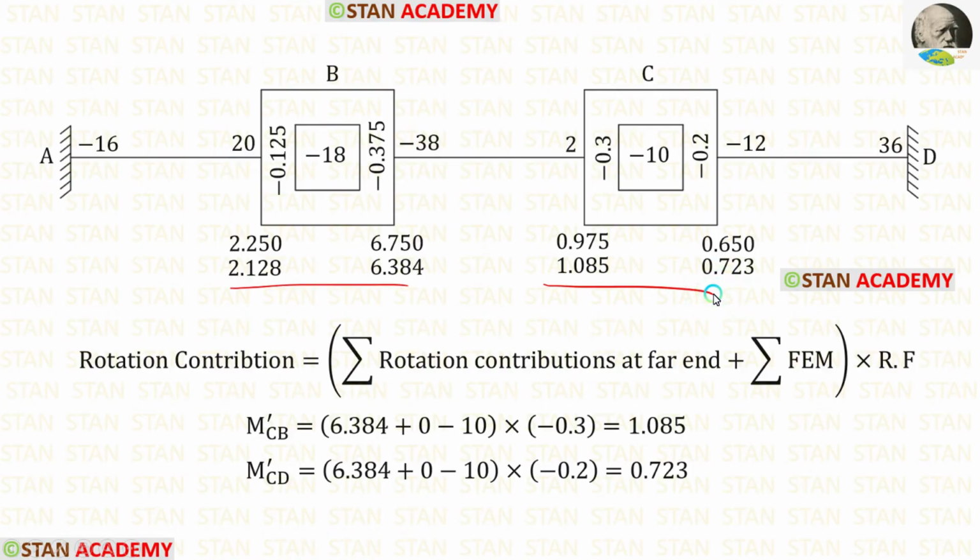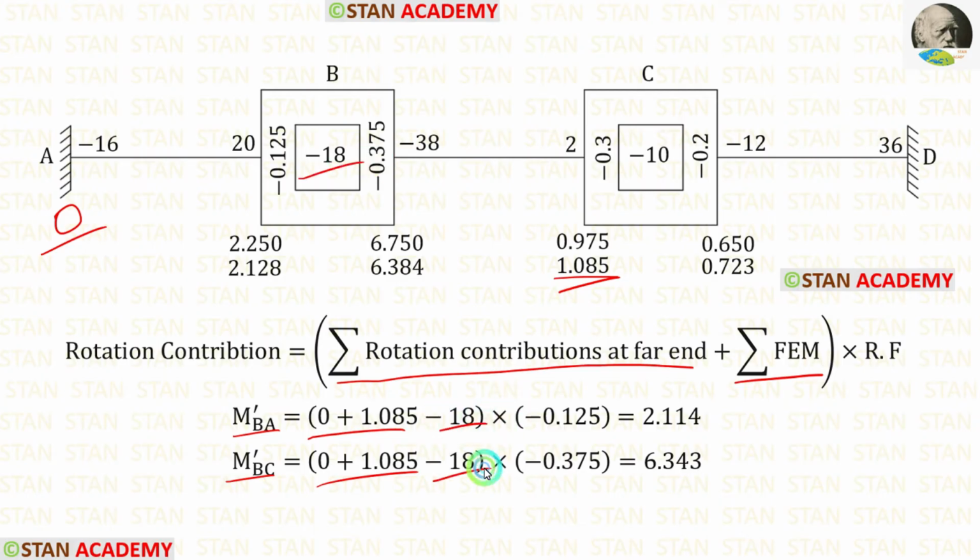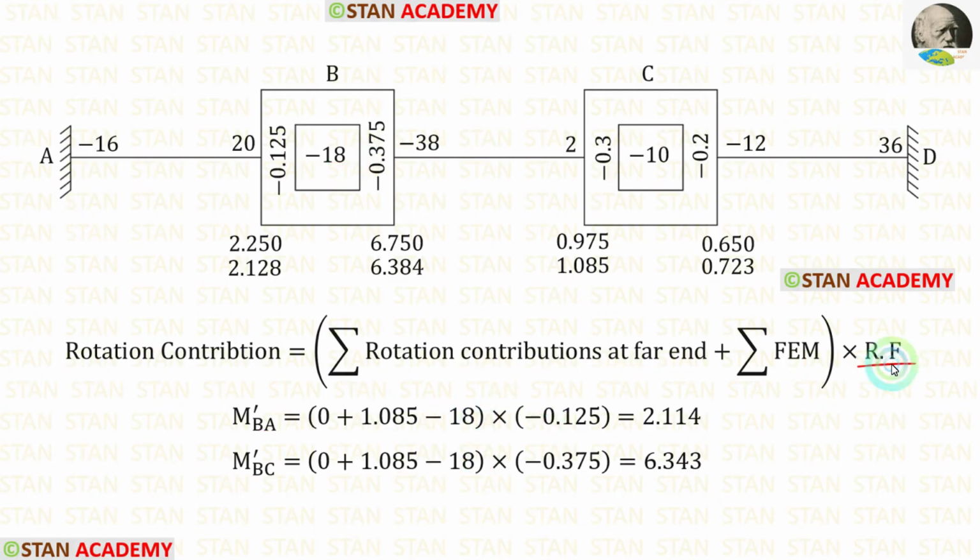Let us start the third cycle. Let us find M-BA and M-BC. In the point A, the rotation contribution will be 0. In the point C, we have the latest rotation contribution 1.085. So for the summation of rotation contributions at far end, we have 0 plus 1.085. The summation of fixed end moments is minus 18. Let us apply the rotation factors. For BA, it is minus 0.125, and for BC, it is minus 0.375. After the calculation, for M-BA, we are getting 2.114, and for M-BC, we are getting 6.343.